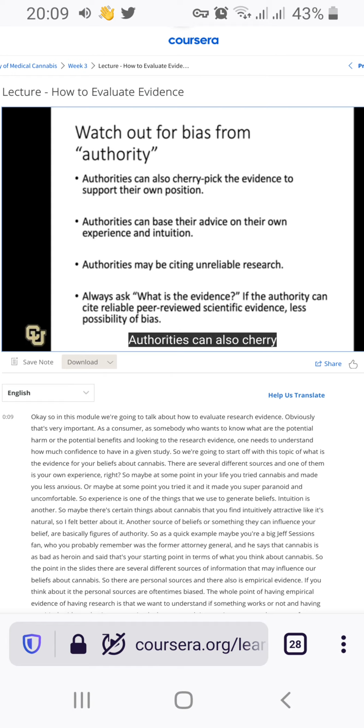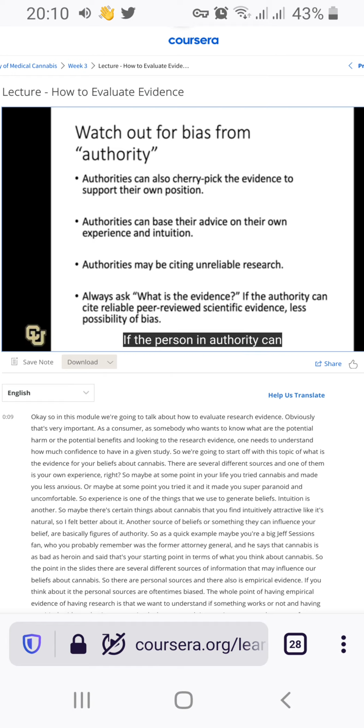Authorities can also cherry pick the evidence that supports their position and then pass that on to you. Authorities can base their advice on their own experience and intuition, which we just talked about a few minutes ago, and that does not always lead you to the correct conclusion. Authorities may be citing unreliable research. If you don't know what the source of their research is, how would you know if it's reliable? Always ask, and this is particularly true in a field like cannabis that's polarized on sometimes political dimensions, always ask, what is the evidence behind that statement, behind that conclusion?